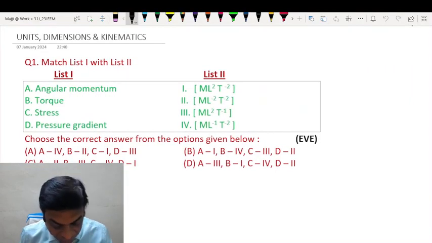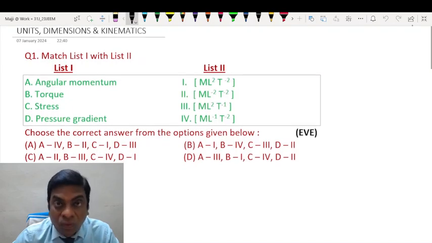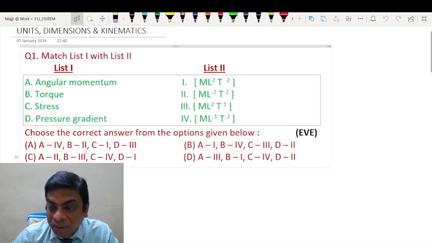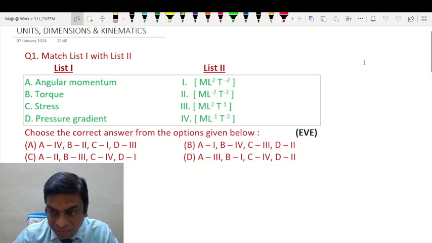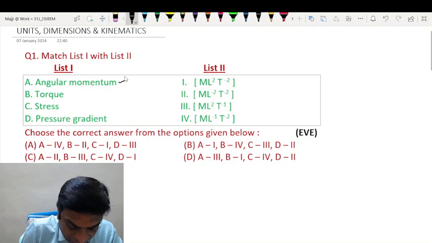As you can see, the first question is a match the column question. You can see there are four physical quantities on the left hand side, and the corresponding dimensional formulas have been provided in the right hand side, list two. So we have to match them one by one. Starting from the first, we have angular momentum.